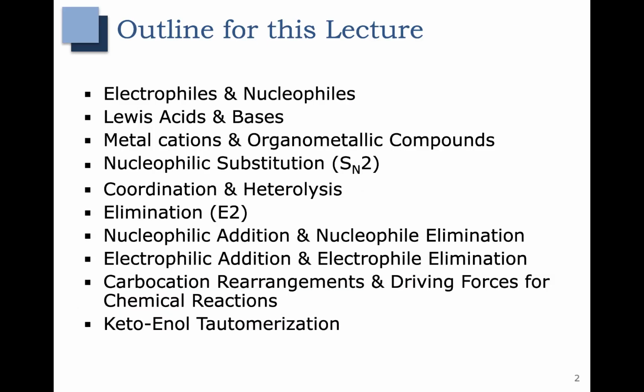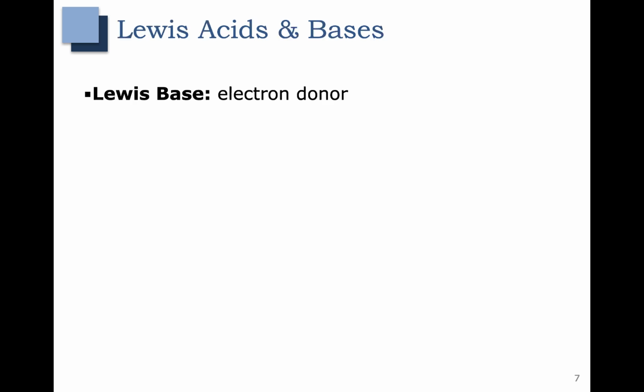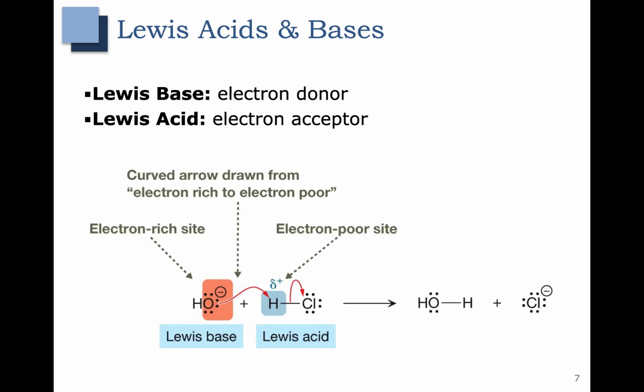In this video, we're going to talk about Lewis acids and Lewis bases. The Lewis definition of bases describes bases as electron donors. This is different from the Bronsted-Lowry definition of bases, which describes them as proton acceptors. Lewis acids, then, are electron acceptors, whereas in the Bronsted-Lowry definition, acids were proton donors.